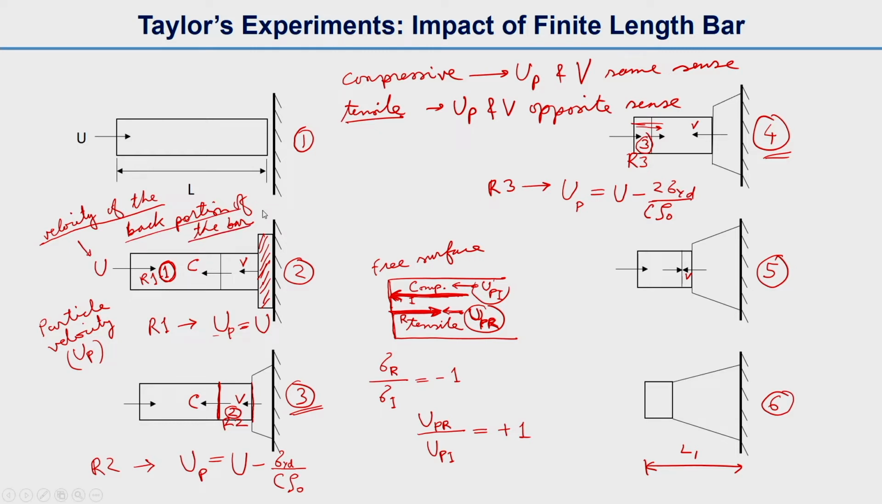So ultimately, if we want to know the particle velocity inside the region 3 R3, which is actually left of that reflected or release wave front, this is the reflected wave front, the so-called release wave, then it will be U minus twice of that term sigma YD C by rho naught.